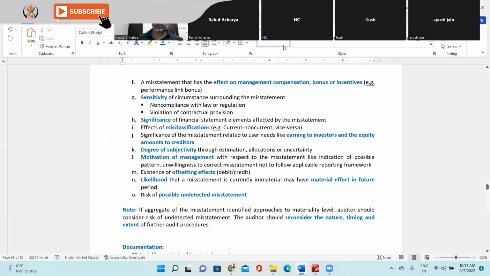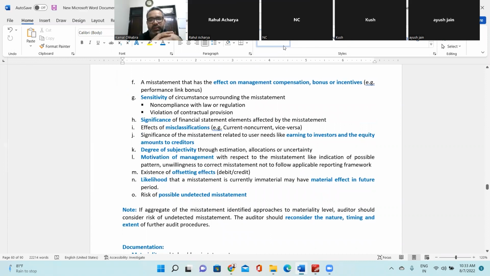Yes, no? Okay. Next one is a misstatement that has an effect on management compensation, bonus or incentive, like performance linked bonus, right? So there might be chances of fraud on account of pressures, incentive, or all those fraud triangle reasons like pressure, incentive, and opportunities. Management may try to inflate the overall financial performance to achieve their bonus, incentive, ESOPs, and other compensation. So those kinds of things also you need to evaluate critically. These all are qualitative factors which you need to consider when you are evaluating the misstatement.